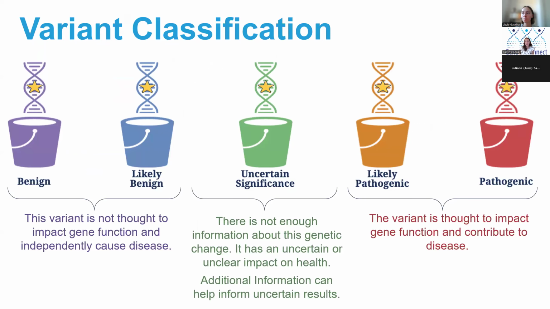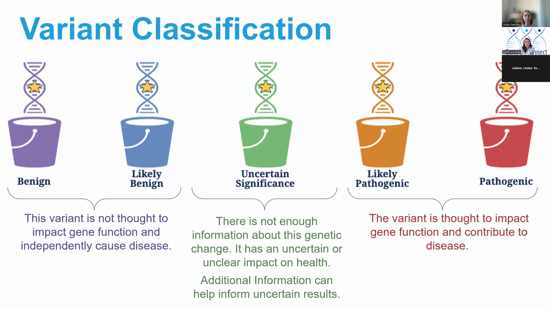So next up is variant classification. If the gene has been associated with a health condition, it has that gene disease relationship of moderate, strong, definitive, then the specific change or specific variant in that gene can be evaluated. Variant classification is the process to understand the impact that a specific variant has on health and disease.